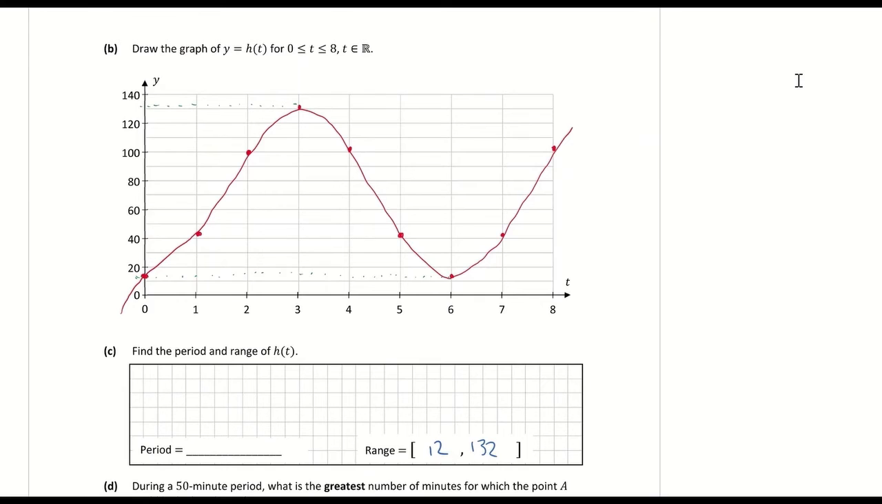So how often does the function repeat? And this function repeats every 6 minutes, because if you go from, say, time 0, it's at 12 meters. When is it at 12 meters again? Well, it's at 12 meters again 6 minutes later. So my period here is 6 minutes.